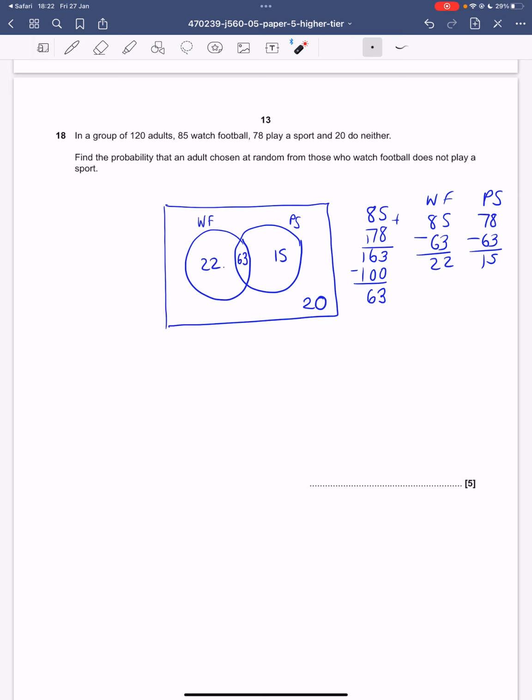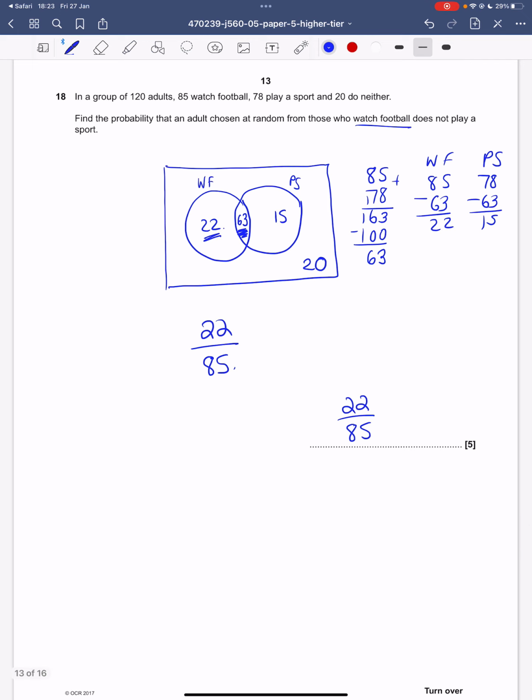Find the probability that an adult chosen at random from those who watch football does not play a sport. So if we're in the watch football class, we've got 85 people. And of those, the ones that play sport are in there. So it's these ones: 22 out of the 85 who watch football do not play sport.